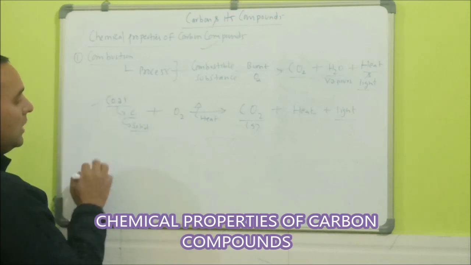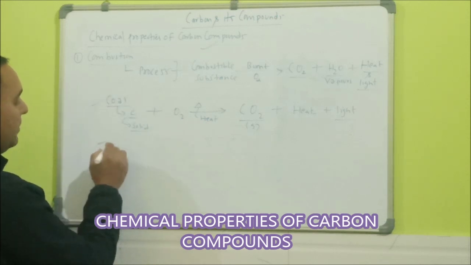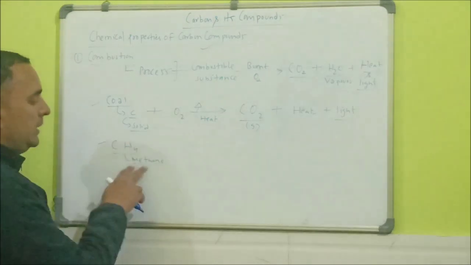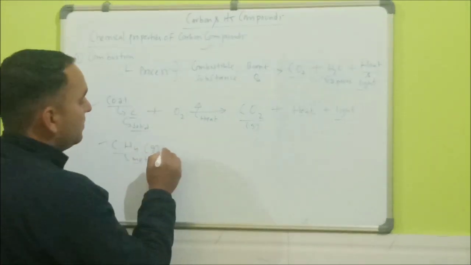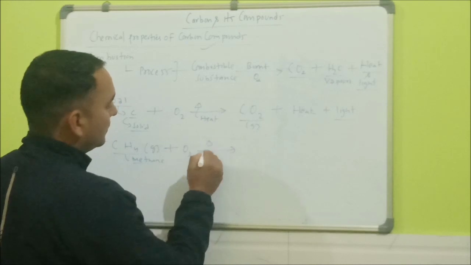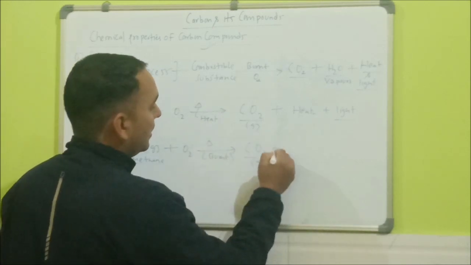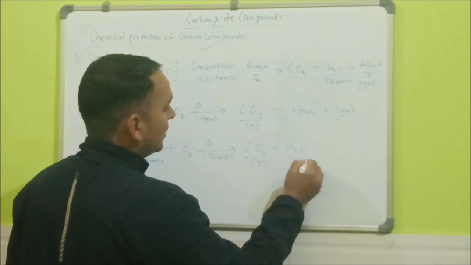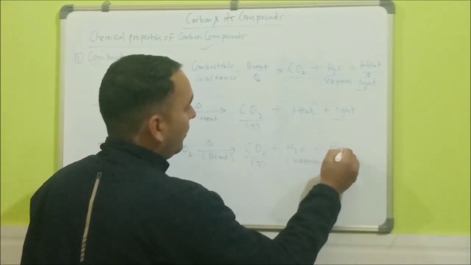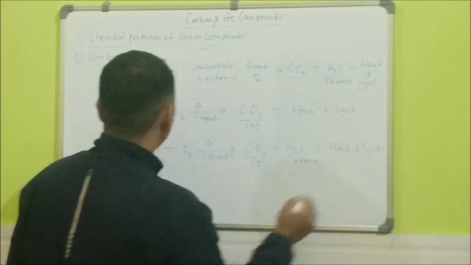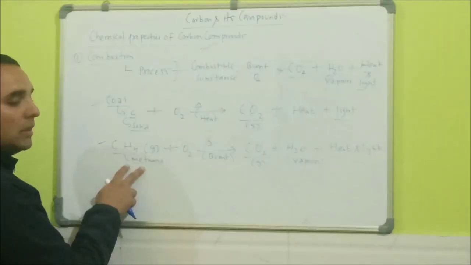Let us see now another type of carbon compound. I am taking methane. Methane is a gas. When it is burned in presence of oxygen, it produces carbon dioxide gas, H2O vapors, and an amount of heat and light. This time I have taken a carbon compound in the gaseous state.